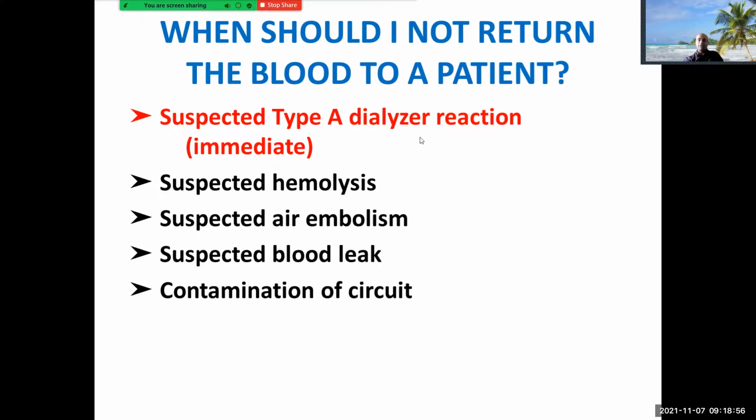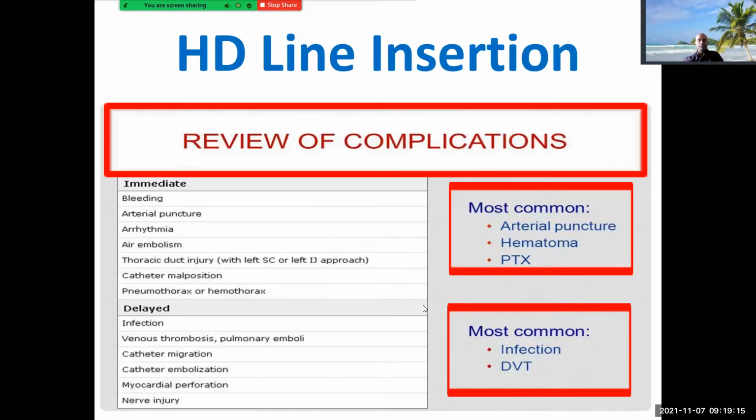When should I not return the blood to a patient? Suspected type A dialyzer reaction: don't return the blood to the patient. Suspected hemolysis, as we mentioned before, suspected air embolism, suspected blood leak, and contamination of the circuit. If your patient is febrile or shivering like that, and you think the circuit is contaminated, please don't return the blood to your patient.